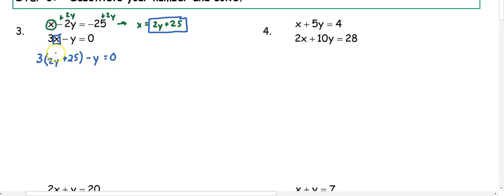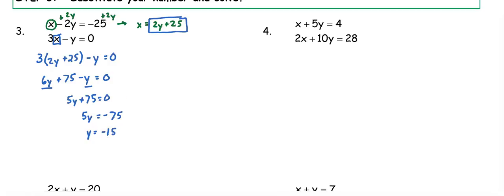The first thing I'm going to do is distribute. So I get 6y plus 75 minus y equals 0. Then I can combine like terms. So I have 6y minus y, which gets us 5y plus 75 equals 0. When I subtract 75 from both sides, I get 5y equals negative 75. And when I divide by 5, y is negative 15.